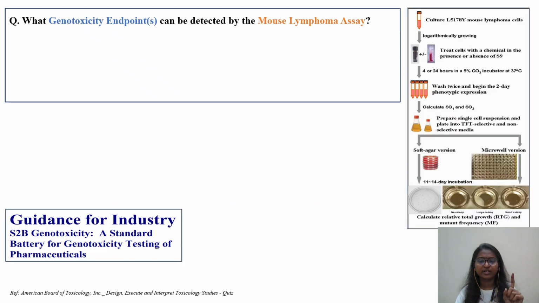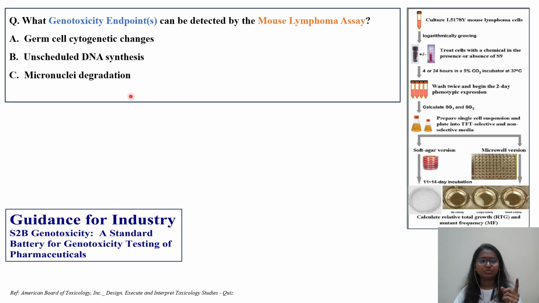So let's directly dive into the question. The question is, what genotoxicity endpoint can be detected by mouse lymphoma assay? Direct question. If you know the principle, what this assay is giving, then you can easily answer this question. So let's see what options we have. Option A, germ cell cytogenetic changes. Option B, unscheduled DNA synthesis. Option C, which is micronuclear degradation. And option D, which is forward mutations in mammalian cells.